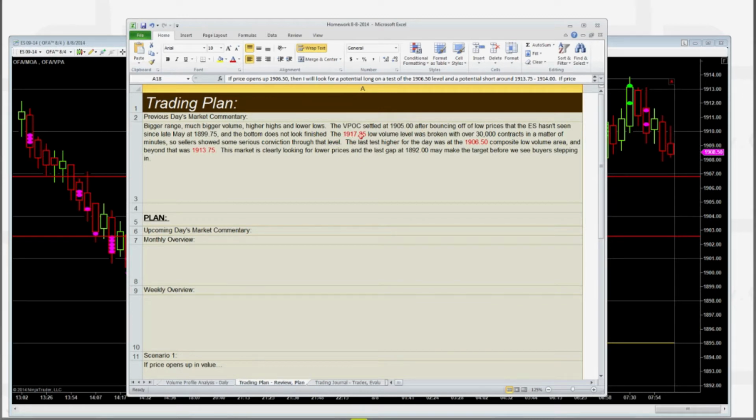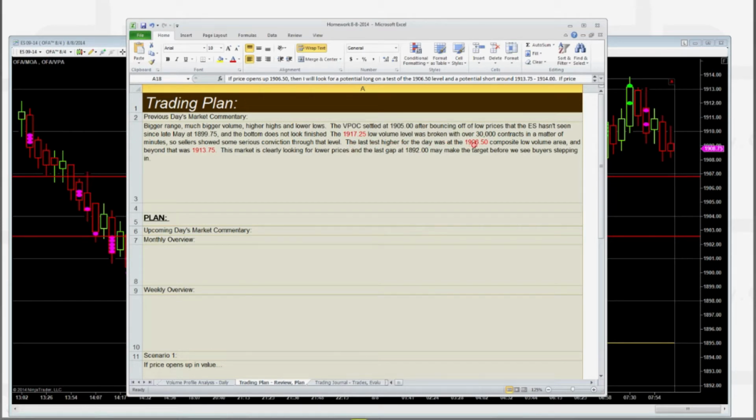So the 1975.25 low volume level was broken with over 30,000 contracts. What that means is when sellers came through this level, they came through hard. There was a big push of volume just in a matter of minutes. So sellers showed some serious conviction through that level. That's important to me. That's the most current context up at 1725. Doesn't mean it'll happen again. Doesn't mean it absolutely will. But it tells me the context here is that sellers showed some conviction up there.